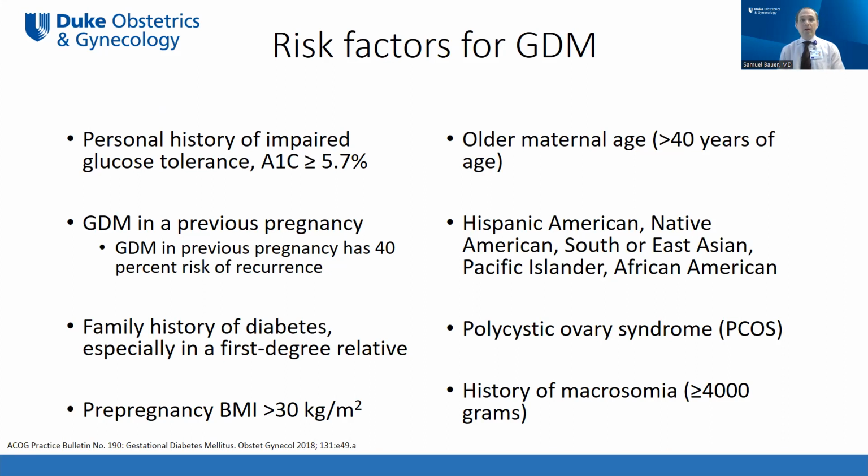Oftentimes, we look at a lot of weight gain during the pregnancy, but the best marker is a BMI of greater than 30 pre-pregnancy. Other risk factors include patients that are greater than 40 years old, polycystic ovarian syndrome, Hispanic Americans, African Americans, and others, as well as a history of macrosomia in a previous pregnancy.